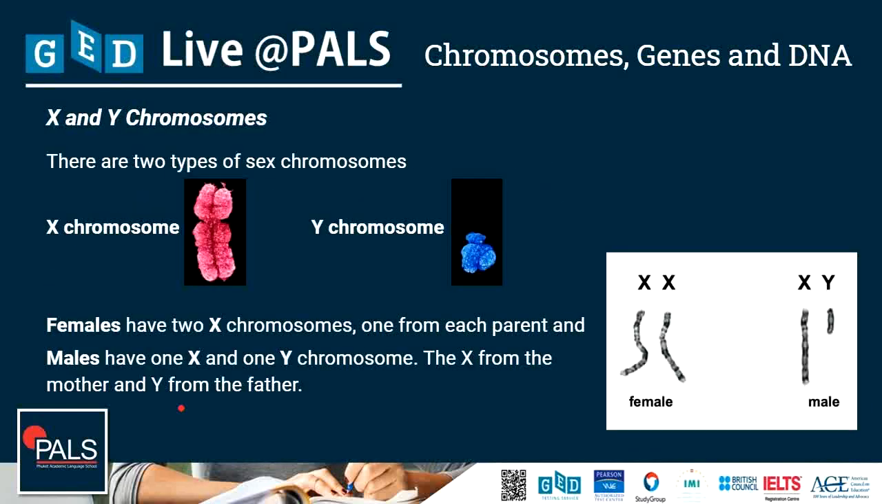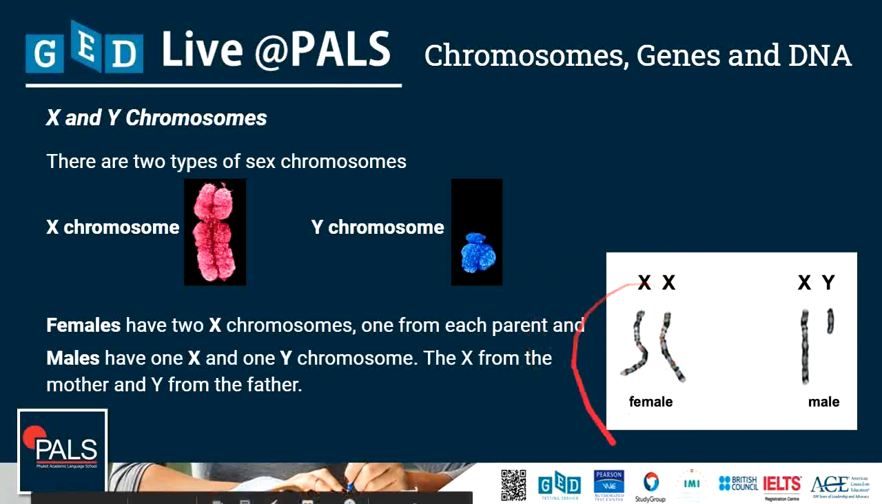The X and the Y chromosomes. A special pair of chromosomes are the sex chromosomes. Two types, the X chromosome and the Y chromosome, the X chromosome being much bigger than the Y chromosome. What makes a girl or a female is having two X chromosomes. She gets these from each of her parents, one X chromosome from the mother and the other X chromosome from her father. Males, on the other hand, have one X and one Y chromosome. The X they inherit from their mother and the Y from their father.